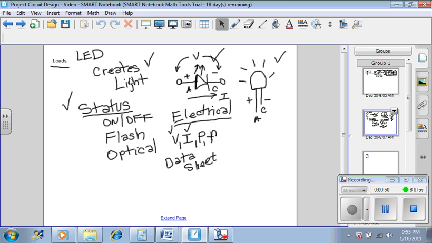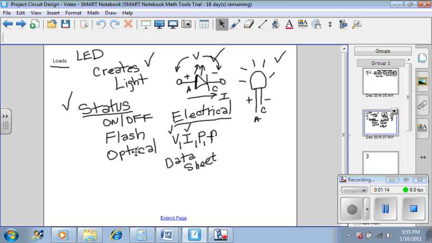And then you need to know what the purpose of this component will be in your project. The LED has many functions depending upon the application. It can be used to determine if something's on or off. It can flash during some type of activity, or you can use its optical characteristic to transmit information.